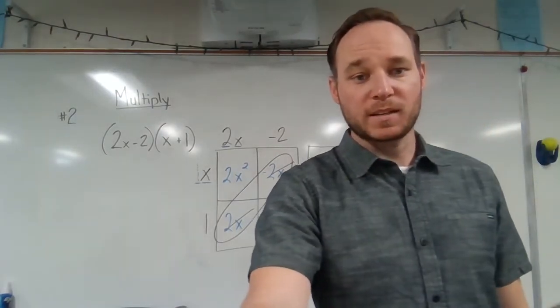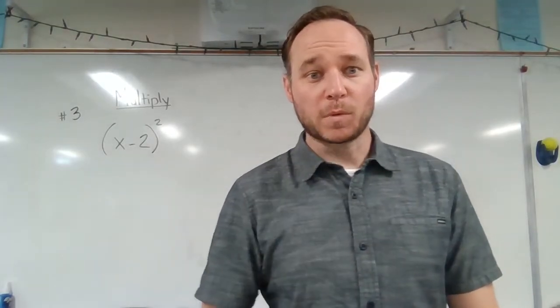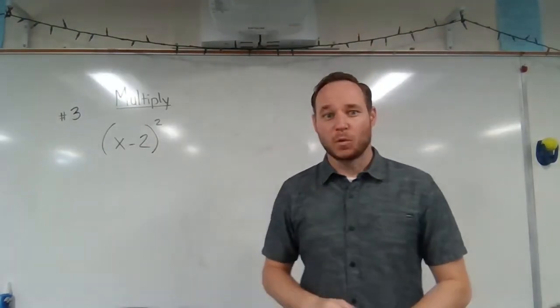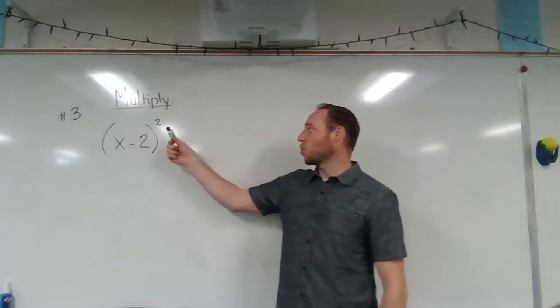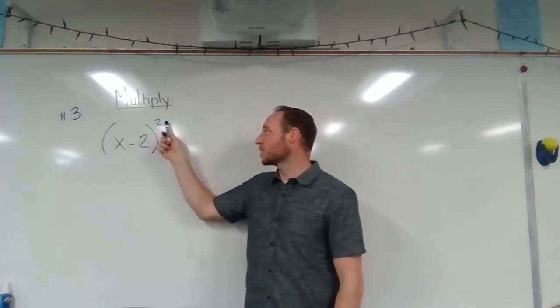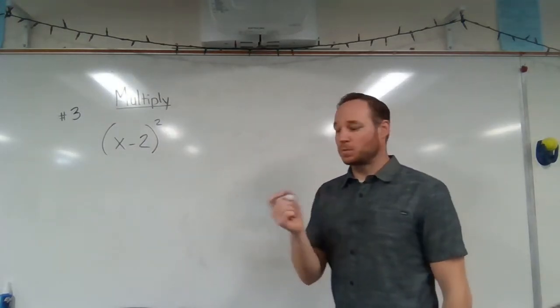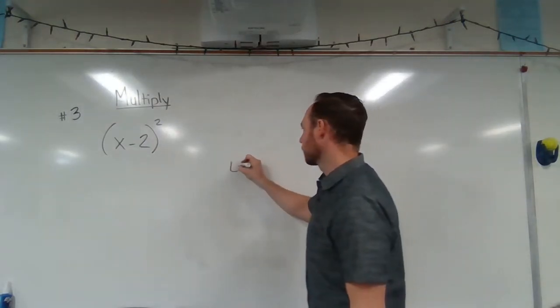Remember, you're not writing anything, you're just watching and seeing how this works. Problem number 3 looks a little different. We have x minus 2 quantity squared. And what this little squared means, it means everything inside these parentheses times itself. Before we get to that problem, let me show you what this means.